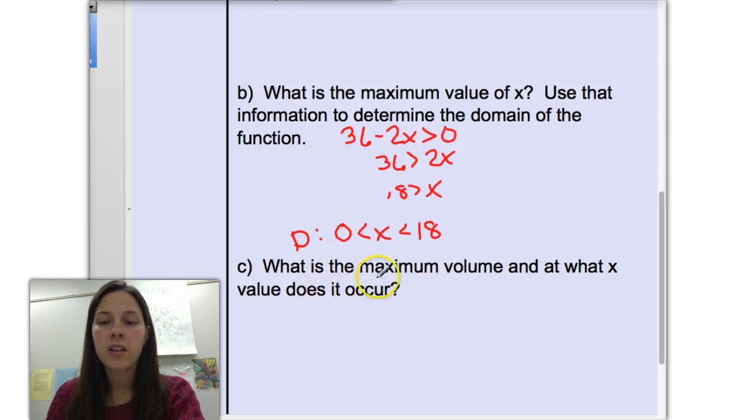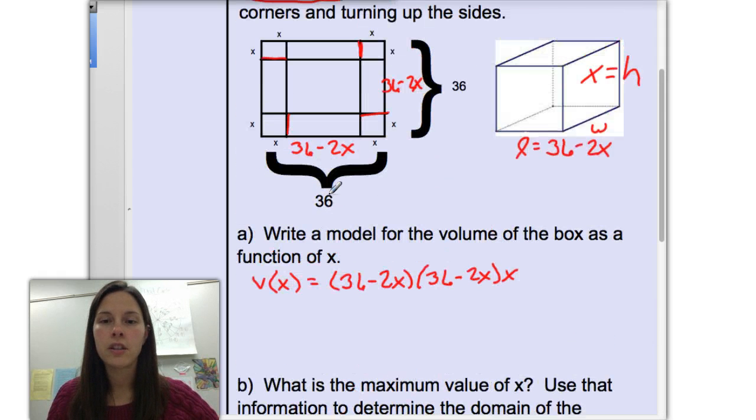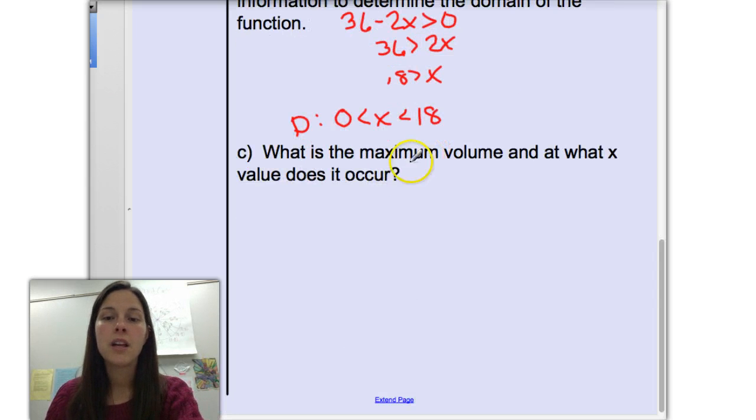And then the maximum volume, and at what x value does it occur? There's a couple of different ways we can do this. We can use a table of values, because when we put our equation into standard form, it's a cubic function. If we look at our function, we're going to end up with x times x times x. A cubic function doesn't have an absolute maximum like a quadratic function does. So in this video, I'm going to show you how to find the maximum volume with a table of values.